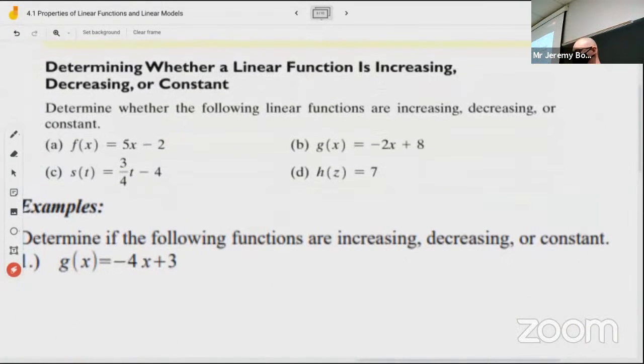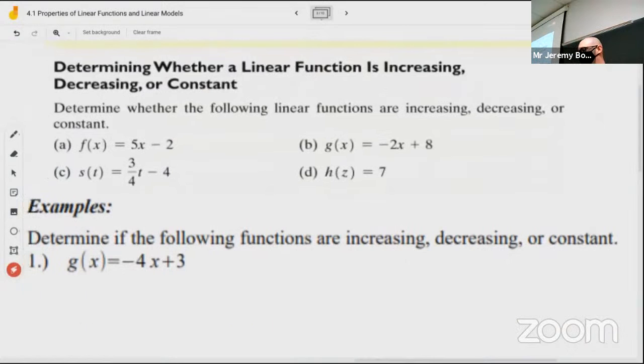So if we look at these, we got f of x equals 5x minus 2. Is that line increasing, decreasing, or constant? It's increasing. The slope is what? 5. It's positive 5, so that means it's going to increase with positive 5 slope. This one is increasing. Any questions on that?